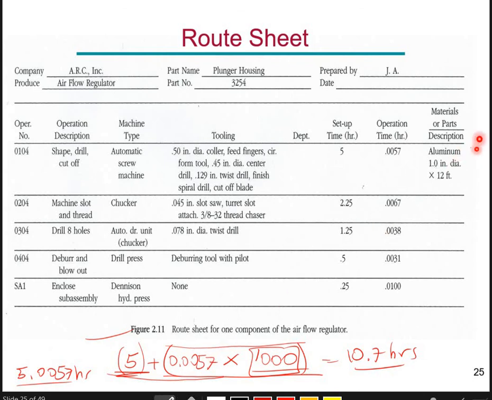And also, we can see the materials of the parts used in this operation. Similarly, for the other operations, their machines, their setup times, their operation times are all listed in the route sheet. And the last one here is the enclosed sub-assembly. It is performed in this hydraulic press. There is no tooling and no need for a special tool here. The setup time and the operation time are also given here. So as I said, this is one of the important outputs of the process design.